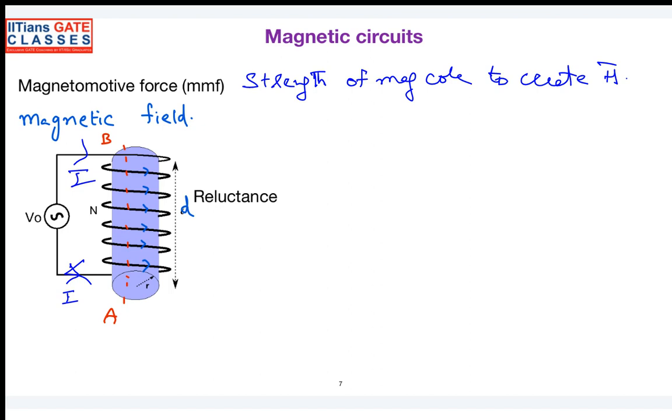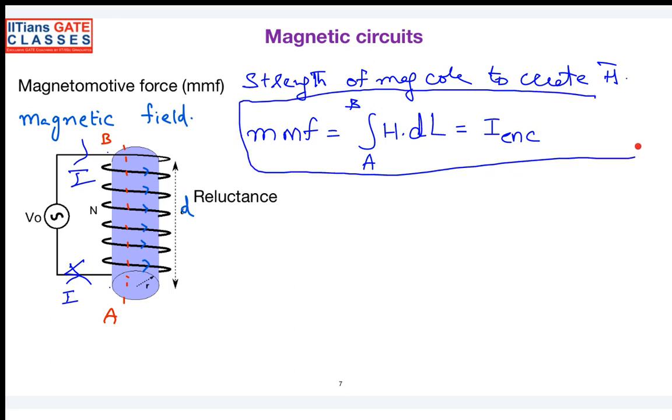Mathematically speaking, the magnetomotive force is defined as the line integral of the magnetic field along the length of the core. Can you tell me what the magnetic field intensity along the length of the core is? When you do the line integral from A to B, what value are you going to get? It is nothing but I enclosed, isn't it? When you go from A to B, you are enclosing the solenoid by n number of windings. So the magnetomotive force is simply your total enclosed current. Can you tell me what the value is in this case?